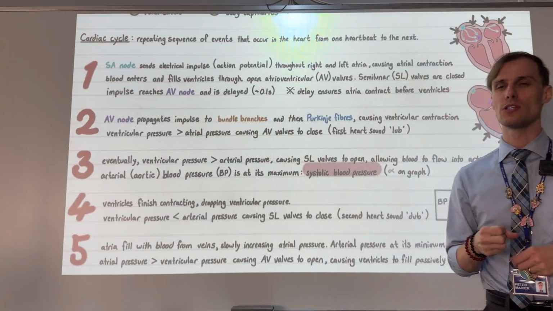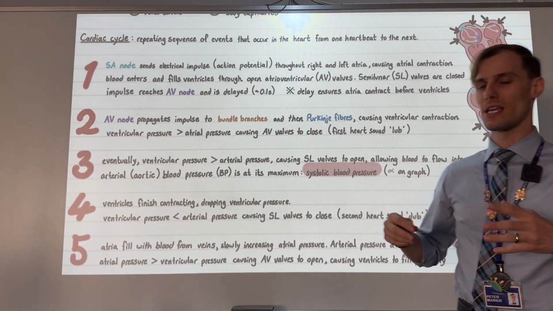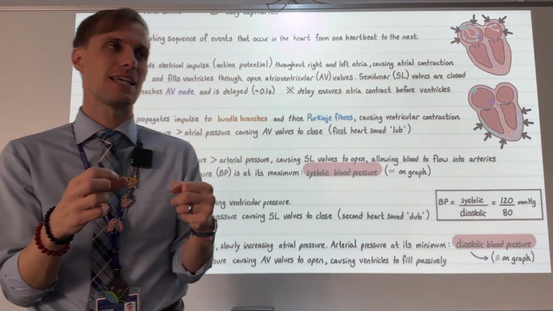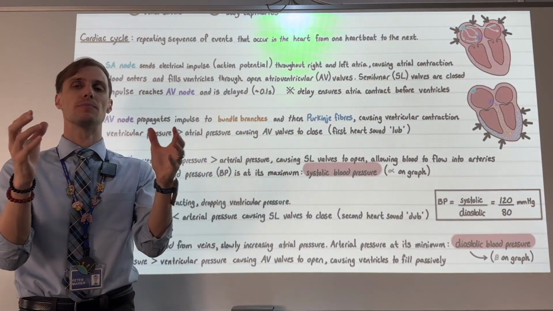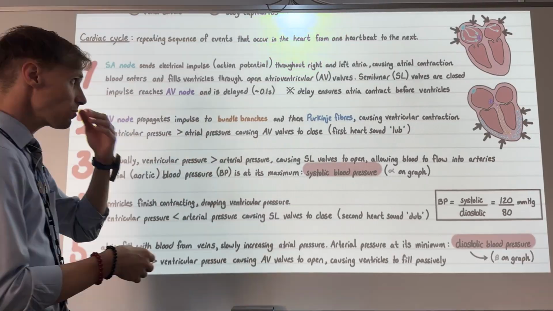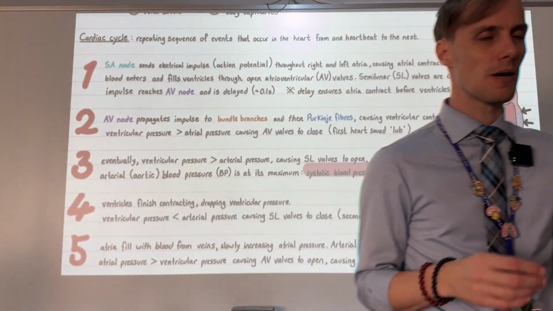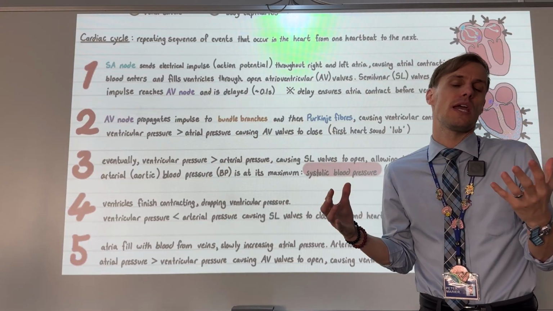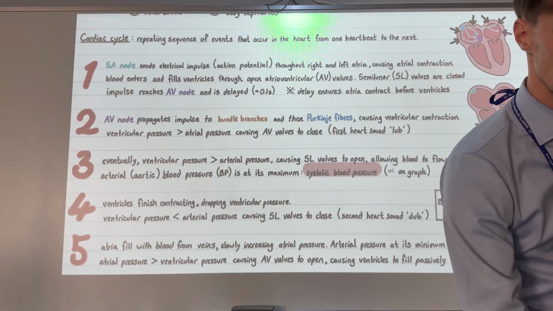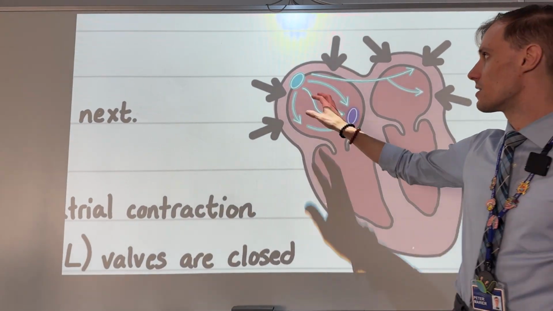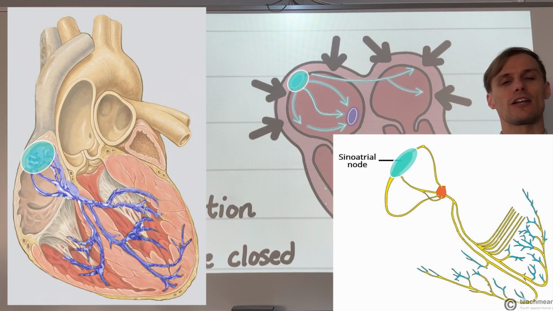We're now going to go into the cardiac cycle, which is essentially the sequence of events that's actually going on that allows blood to be pumped efficiently through the heart. And this is going to be broken down in a few stages. The very first thing that we're going to talk about is what's initiating this contraction in the first place. And that's going to be this node right here called the sinoatrial node, or the SA node for short.